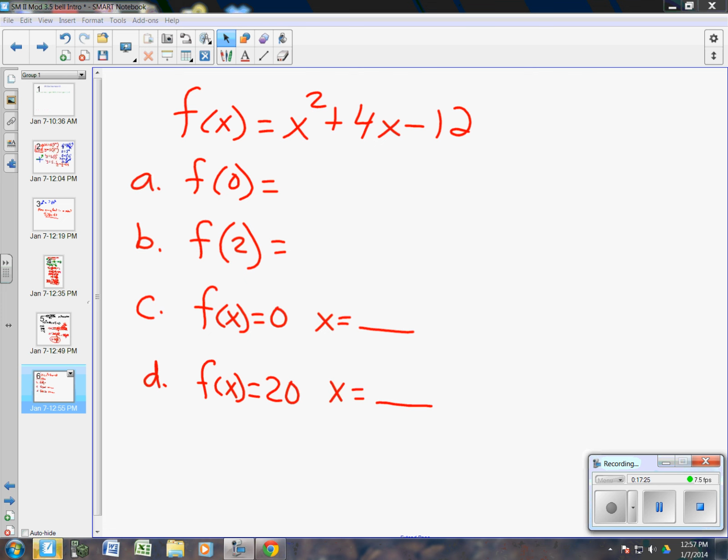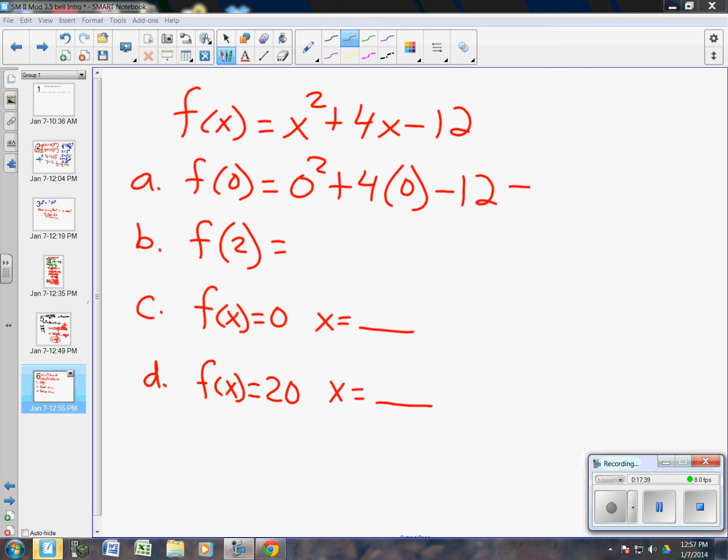What does it mean to find f of 0? You plug in 0 for x, right? So if I plug 0 in right here, 0 squared plus 4 times 0 minus 12. Negative 12. Do you guys understand that? You put 0 in for x, simplify it, and you get negative 12. So f of 0 is negative 12. You're putting 0 in for x, which is the same thing as finding the y-intercept. Okay, Jordan, be writing this down with us as we go.